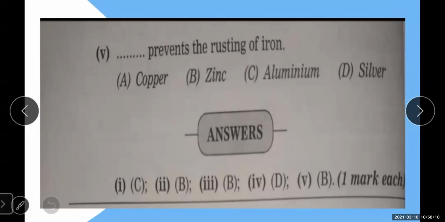Question number 1 A, all 5 MCQs. Question number 1 B, all 5 questions. You have to write continuously on the continue page. New question on new page means main question. Question number 1 A and B you have to write continuously.